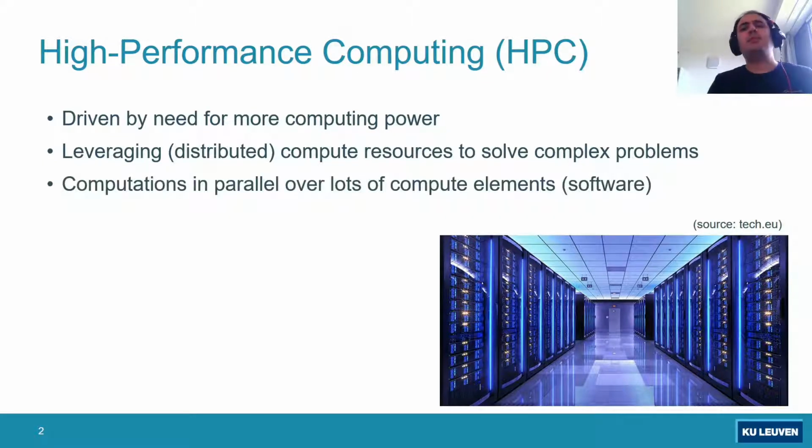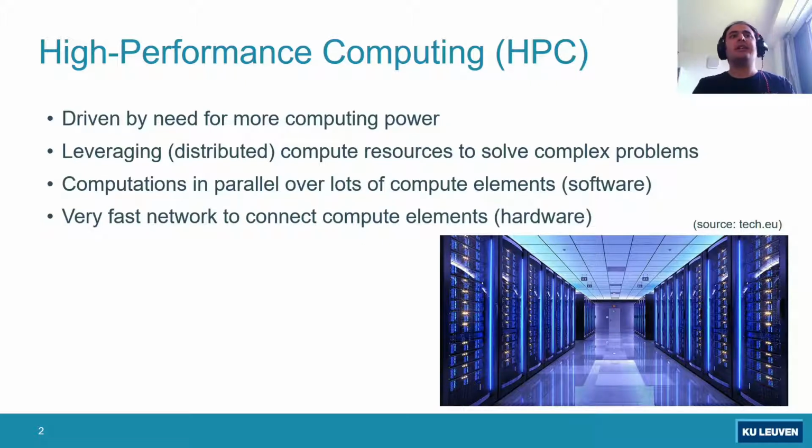And HPC comprises software components and hardware components. The software components are usually dealing with performing computations in parallel on lots of smaller tasks, smaller jobs, on different computing elements, and as I said, they are usually distributed. But on the hardware side, beside these advanced architectures of CPUs, what actually matters a lot is the very fast network that provides this communication infrastructure for these compute elements to interact with each other.